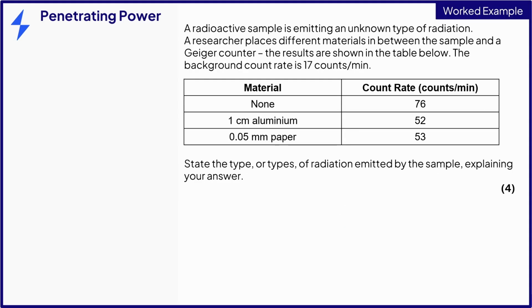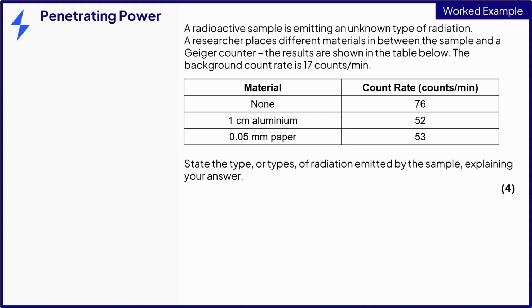Alright, here's a worked example. A radioactive sample is emitting an unknown type of radiation. A researcher places different materials in between the sample and a Geiger counter. The results are shown in the table below. The background count rate is 17 counts per minute. State the type or types of radiation emitted by the sample, explaining your answer. This question is worth 4 marks.